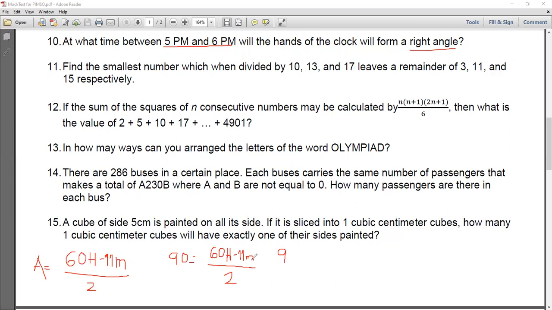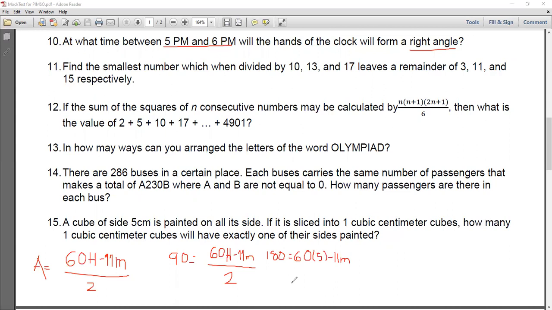Actually, we can multiply both sides by 2. So this will be now 180 is equal to 60 times 5 minus 11m. So solving it algebraically, m will be now, I'm just going to use a calculator so that will be fast. So 180 minus 300 divided by 11.